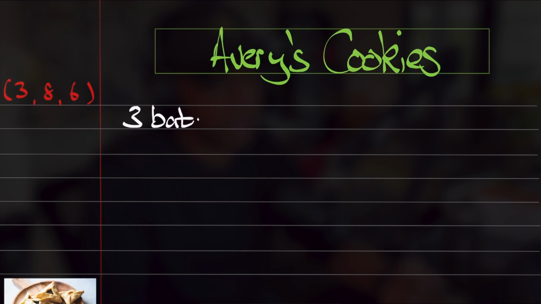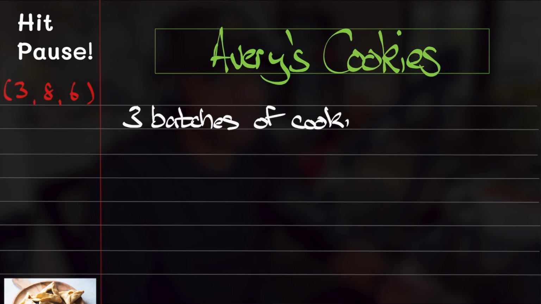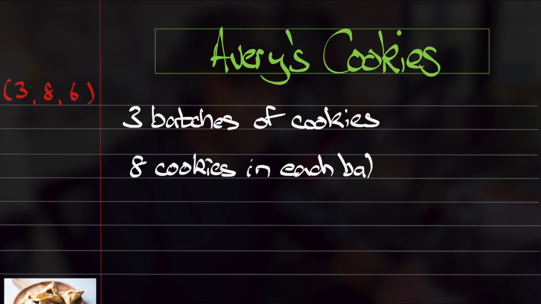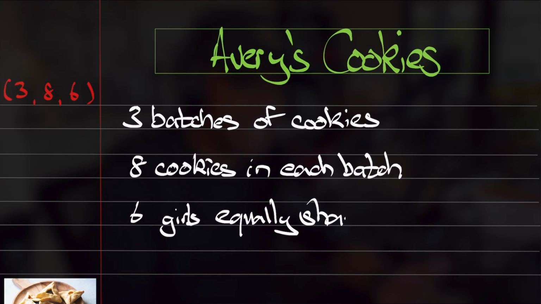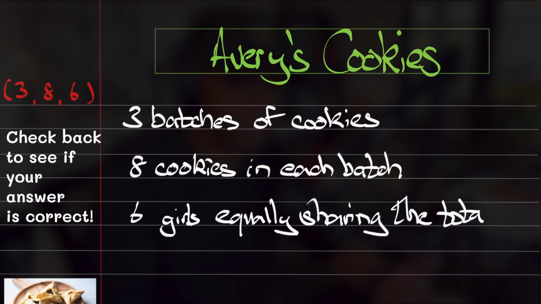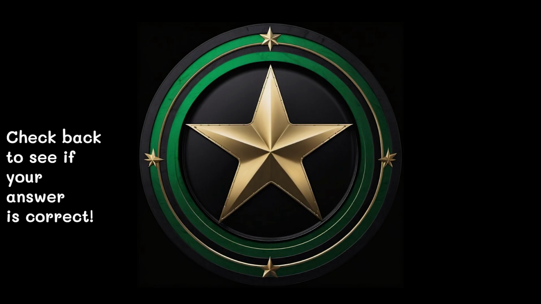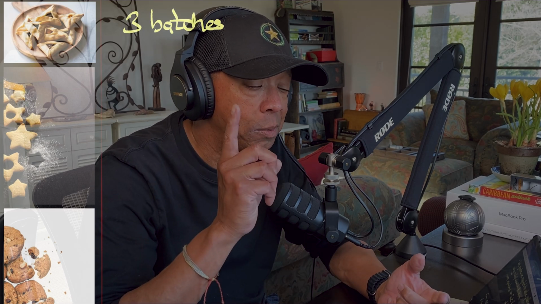So I would like you now to pause this video, work out the problem, and go from there. 3 batches of cookies, 8 in each batch, and 6 girls sharing the cookies. You're back. I hope you did the work.